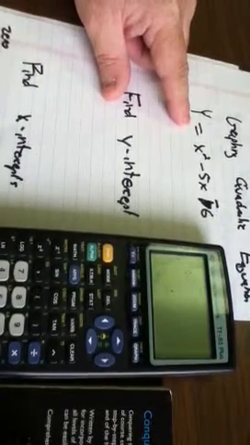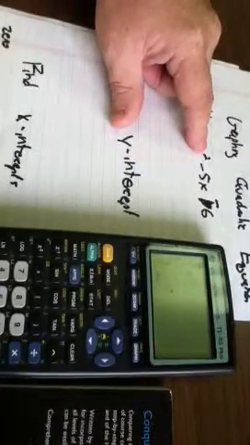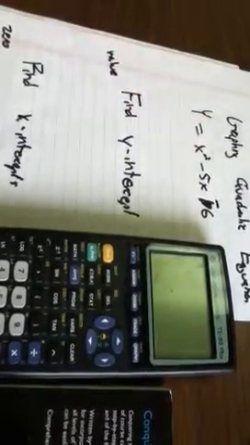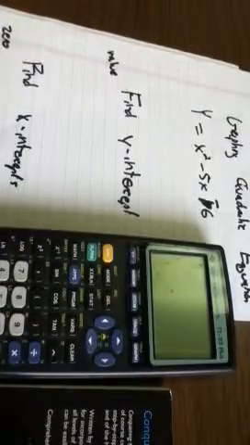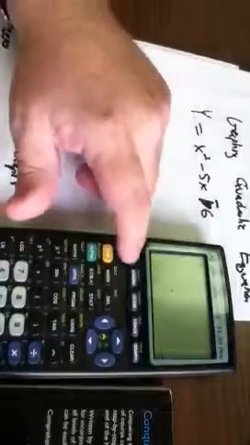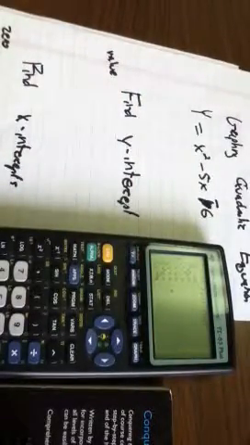Now, the reason this is a quadratic equation is because the highest exponent is 2. So in order to graph this, we graph it the same way that we did with the linear equation. We first hit y equals, and we plug in x squared minus 5x minus 6.